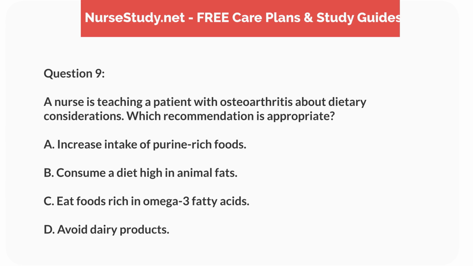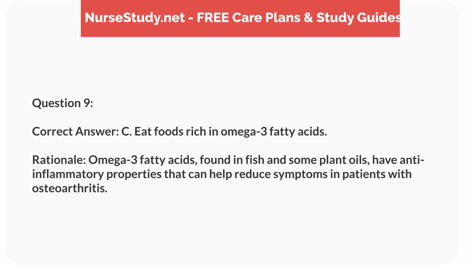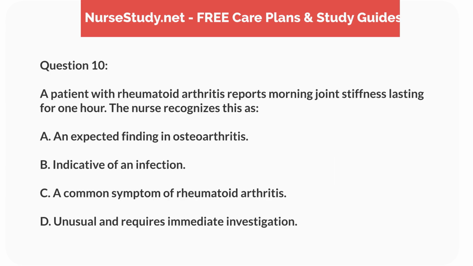Which recommendation is appropriate? A. Increase intake of purine-rich foods. B. Consume a diet high in animal fats. C. Eat foods rich in omega-3 fatty acids. D. Avoid dairy products. Correct answer: C. Eat foods rich in omega-3 fatty acids. Rationale: Omega-3 fatty acids, found in fish and some plant oils, have anti-inflammatory properties that can help reduce symptoms in patients with osteoarthritis.